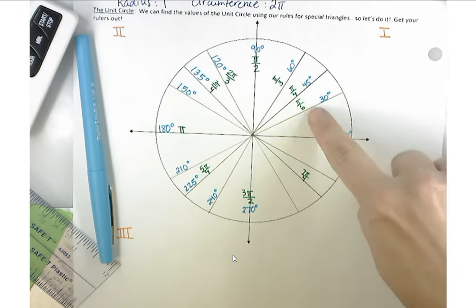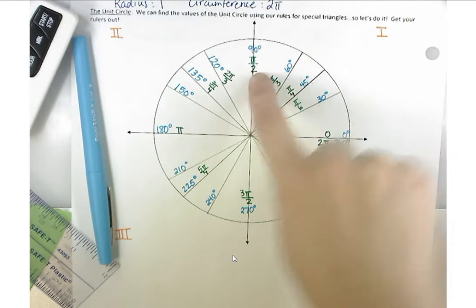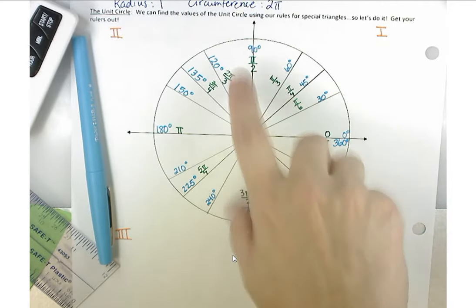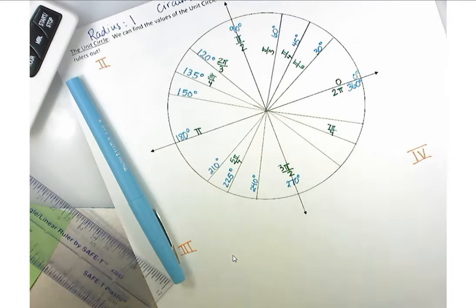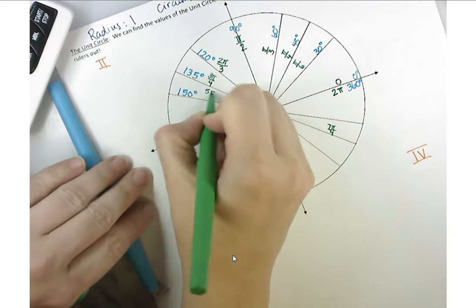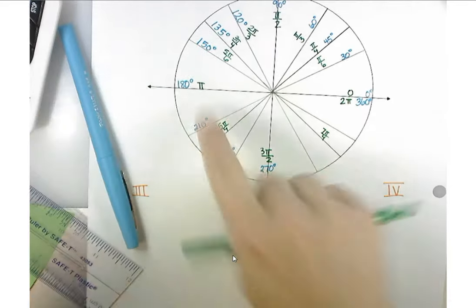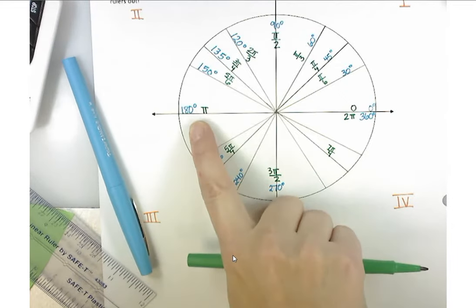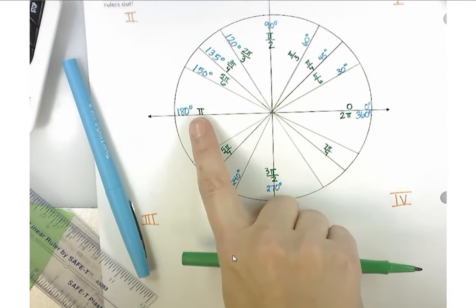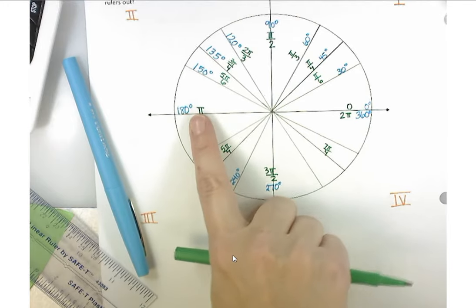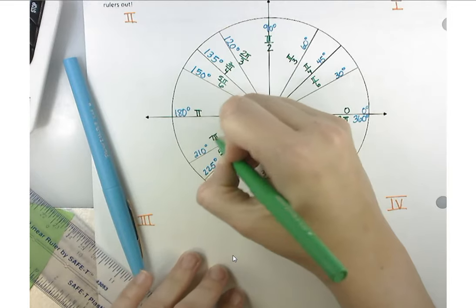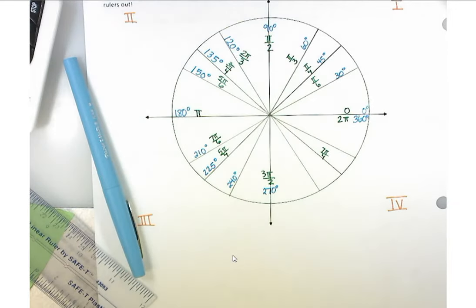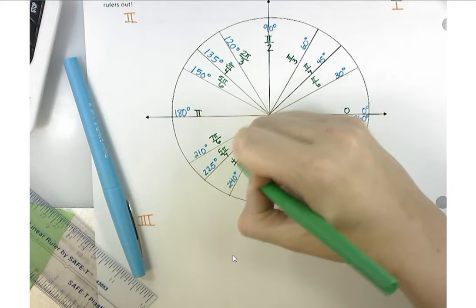Okay, so this was 1 pi over 6, 2 pi over 6, 3 pi over 6, which reduces, 4 pi over 6, which reduces, 5 pi over 6. And then don't skip the whole ones. Usually when people are counting, that's something you can mess up on. So 6 pi over 6, that reduces. 7 pi over 6. 8 pi over 6. What does 8 pi over 6 reduce to? 4 over 3.